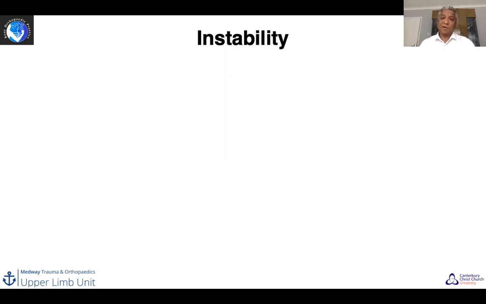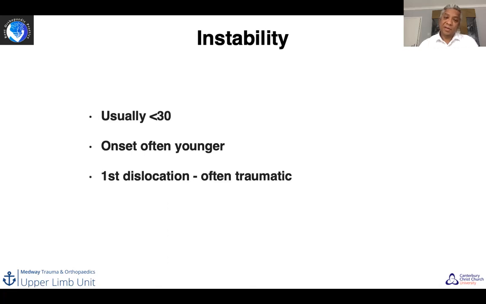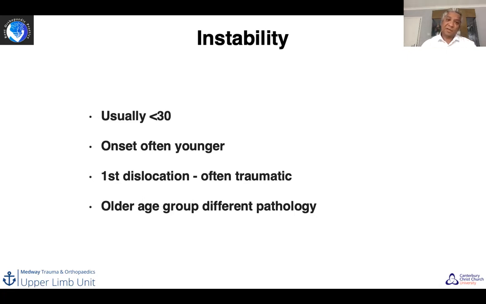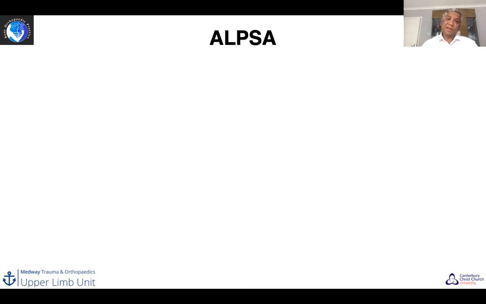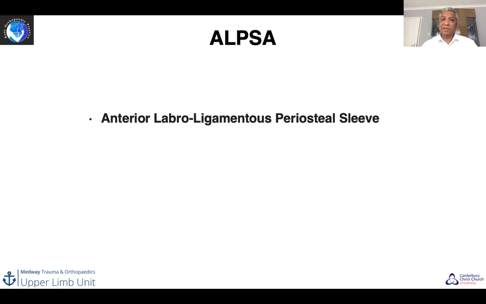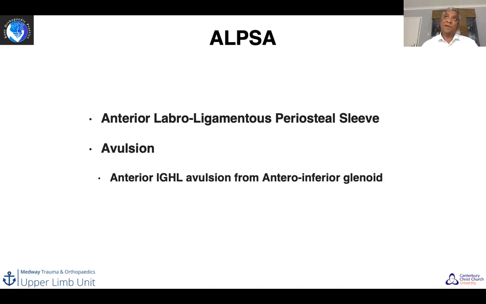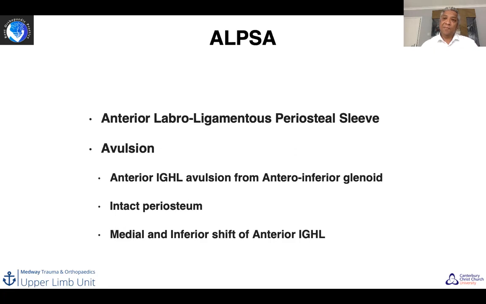We look at specific pathologies. Instability is usually under the age of 30, onset often younger, most commonly under the age of 20. First dislocation is often traumatic. If it happens for the first time in an older age group, the pathology is completely different. ALPSA is the anterior labral periosteal sleeve avulsion, which is similar to a Bankart tear, but it's an avulsion of the labrum and the periosteum of the anterior inferior glenoid, and is generally seen in young adults, teenagers, where it's not ossified yet.